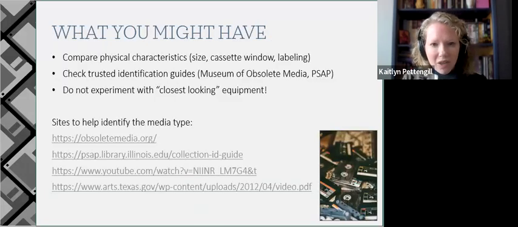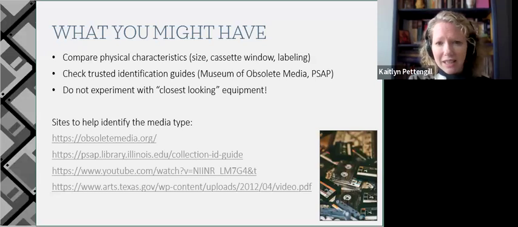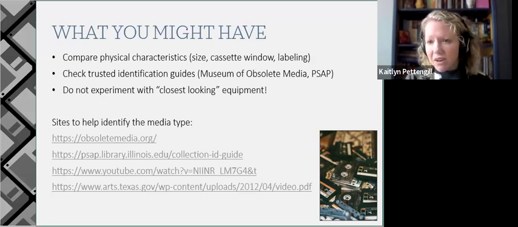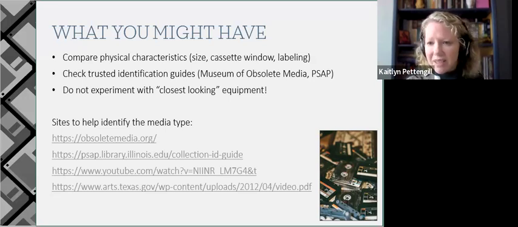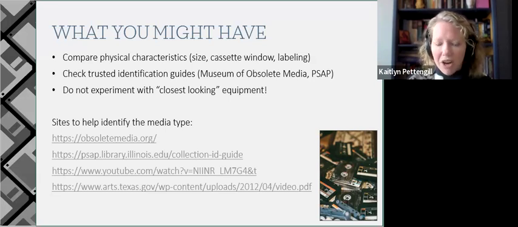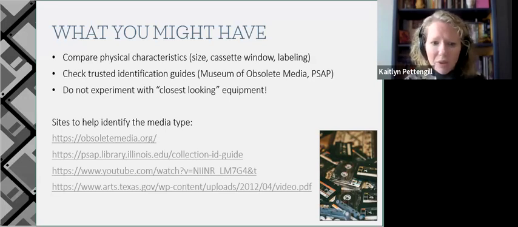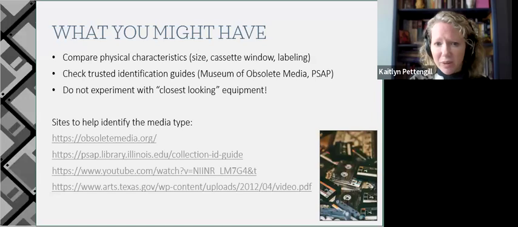But whatever you might have, you want to compare physical characteristics like the size. For those videos, it was the cassette window, the way things are labeled. Sometimes there are numbers on there that you can search and figure out what something might be. You can compare things like the thickness. Obviously, with floppy disks, they're by size, so you can measure it in inches. Any manufacturer markings. Really, don't guess. If you are able to identify something accurately, that is the best way to go.